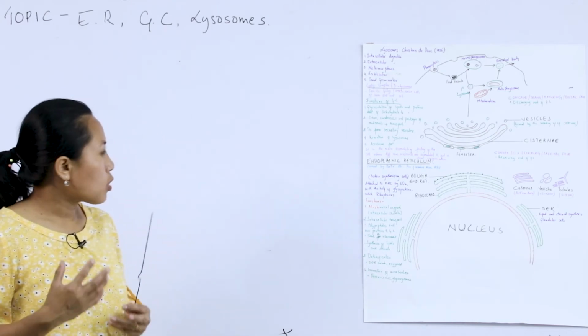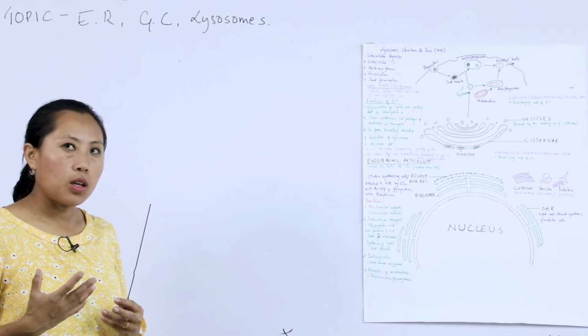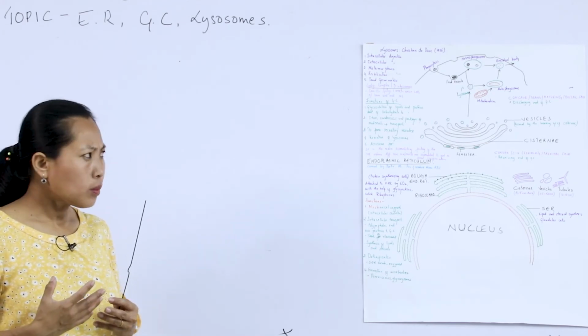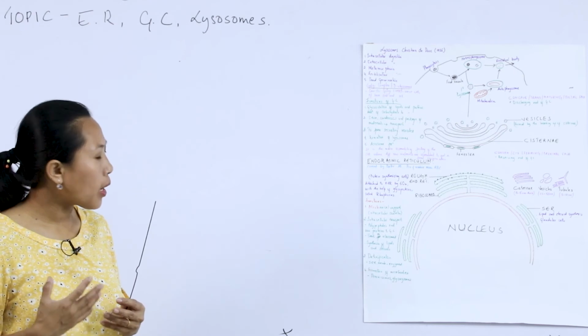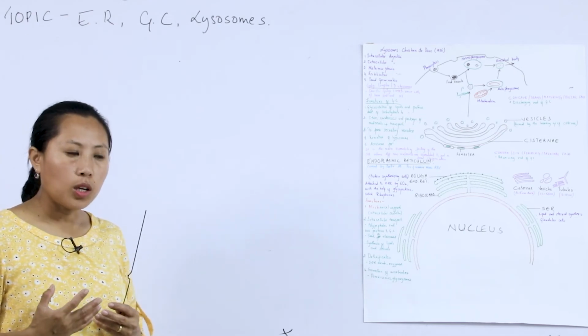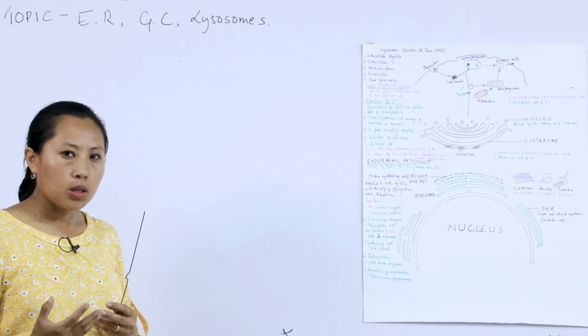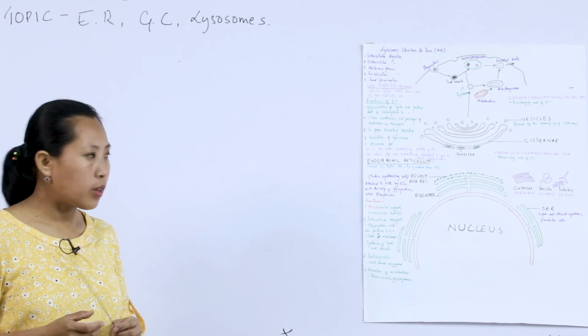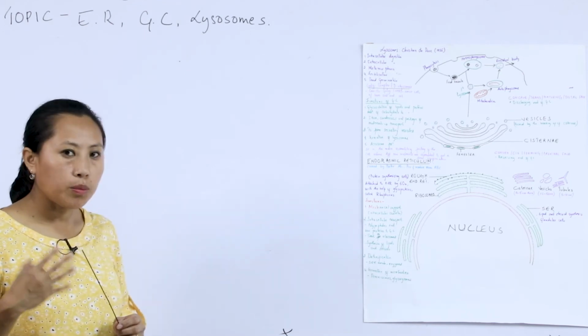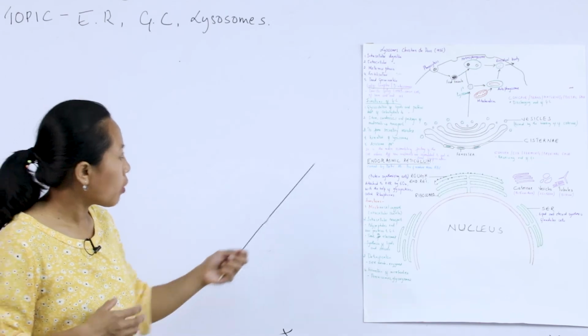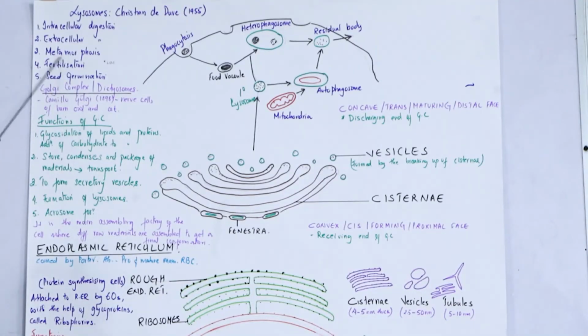Another function of lysosomes is metamorphosis. Metamorphosis is a term of development. So these lysosomes play an important role in the development of animals by digesting the larval parts, the young parts, and helping them to develop into adult ones, by releasing enzymes during the process of metamorphosis.